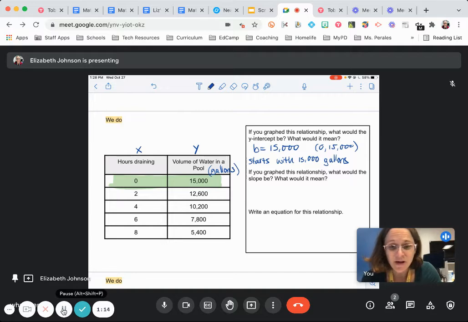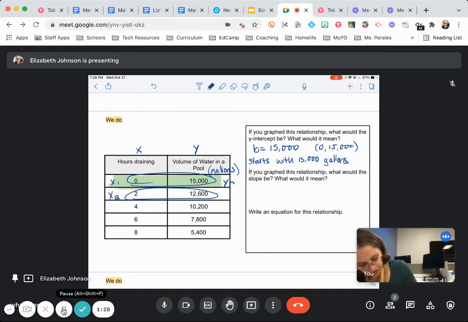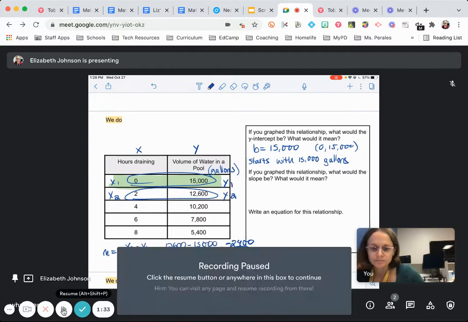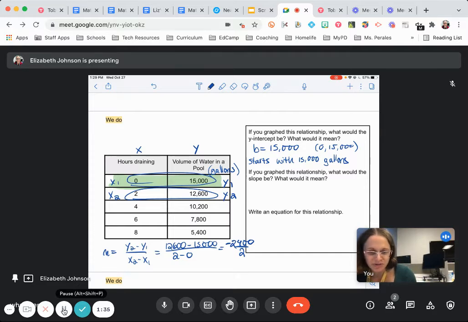Okay, now if we were to graph this relationship, let's talk about what the slope would be. I'm just going to use my first two values again. They're perfectly fine. I'll use this row and this row. So we have x1, x2. We have y1, y2. Let's use our slope formula. All right, so be sure you're doing your arithmetic carefully here. You are going to get a negative result, negative 2,400 over 2. That's the same thing as negative 1,200 over 1. And what does that mean?